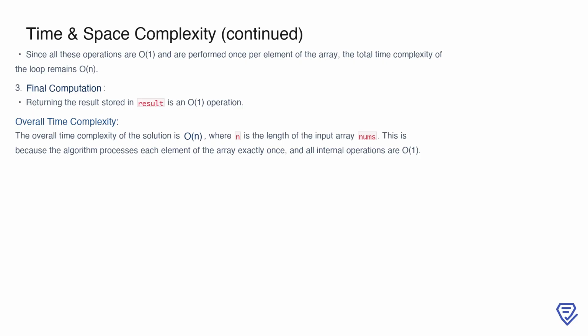This is because the loop processes each element in the array exactly once, and all the operations inside the loop are constant time. This makes our algorithm highly efficient for large input sizes, as its runtime grows linearly with the size of the input array nums.